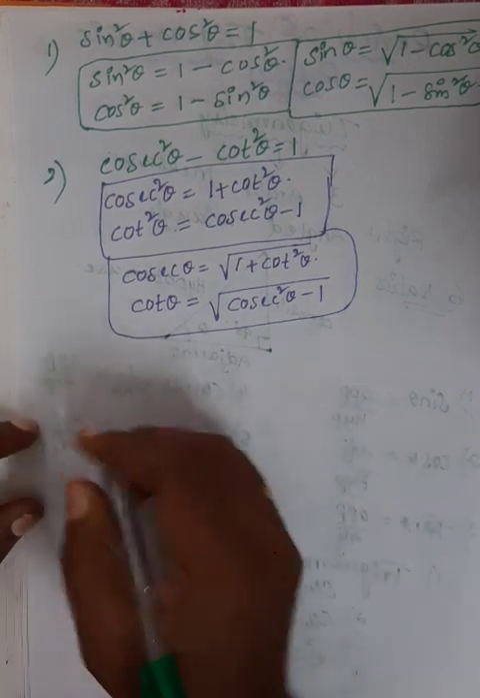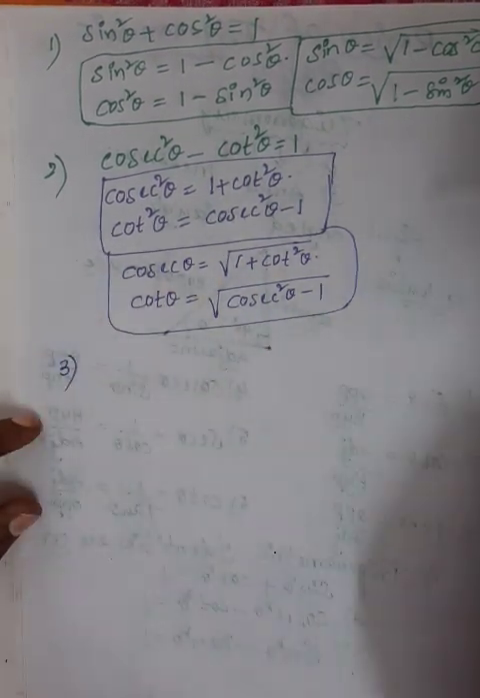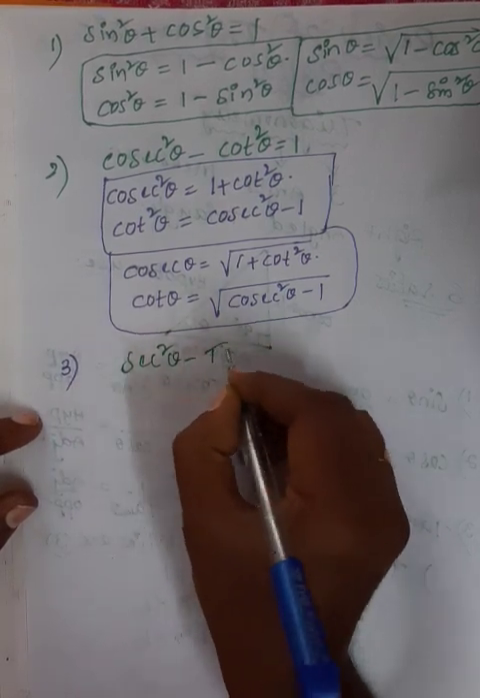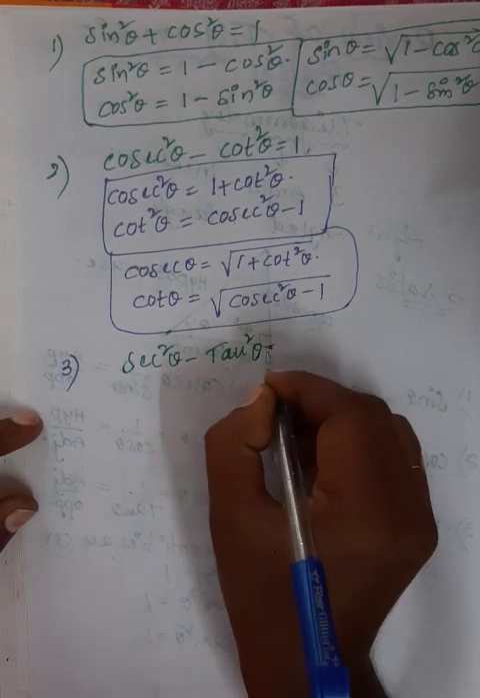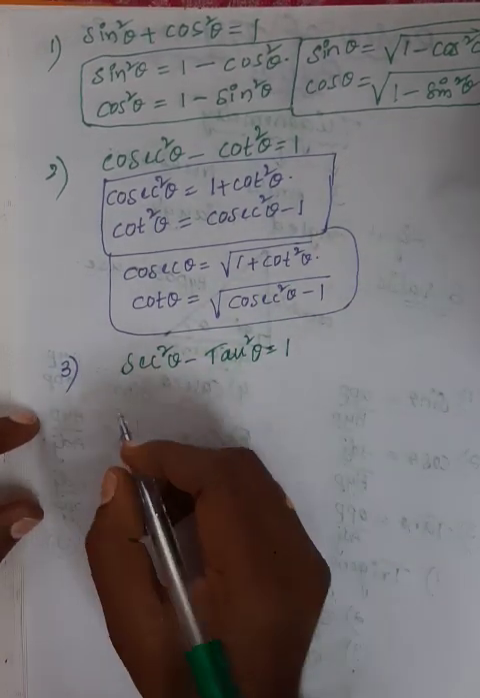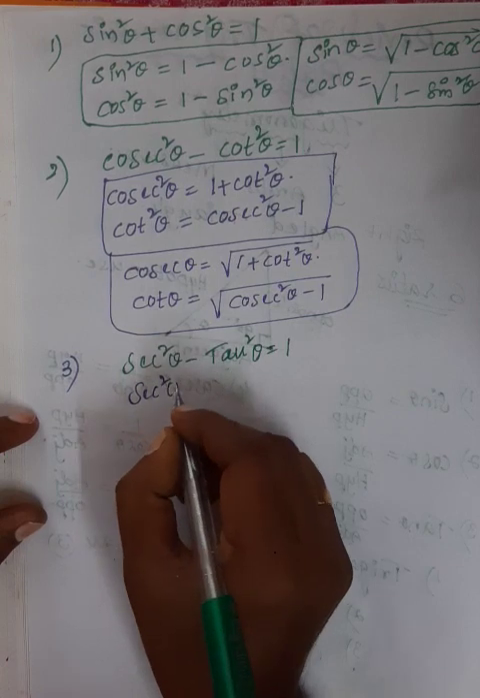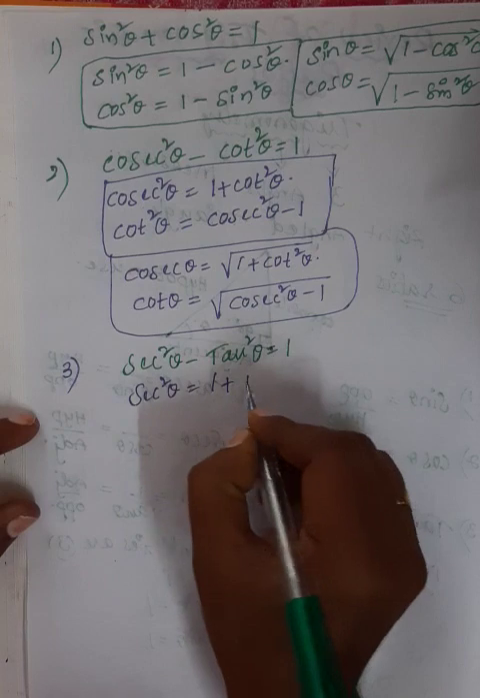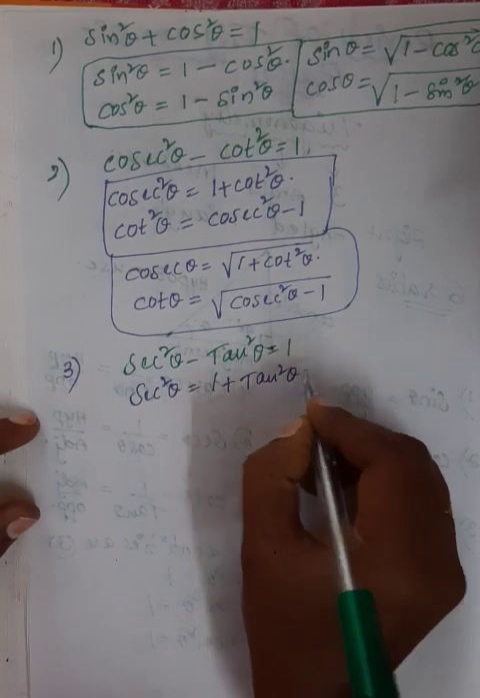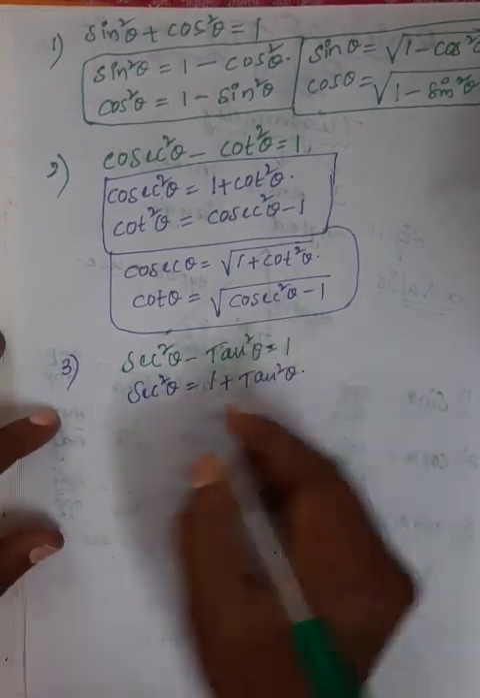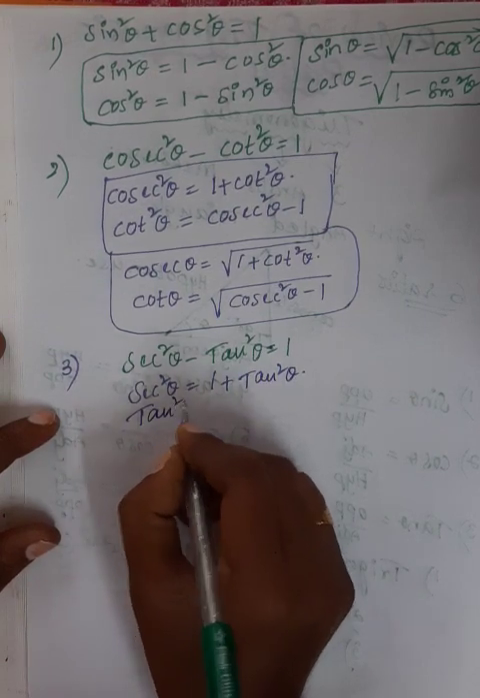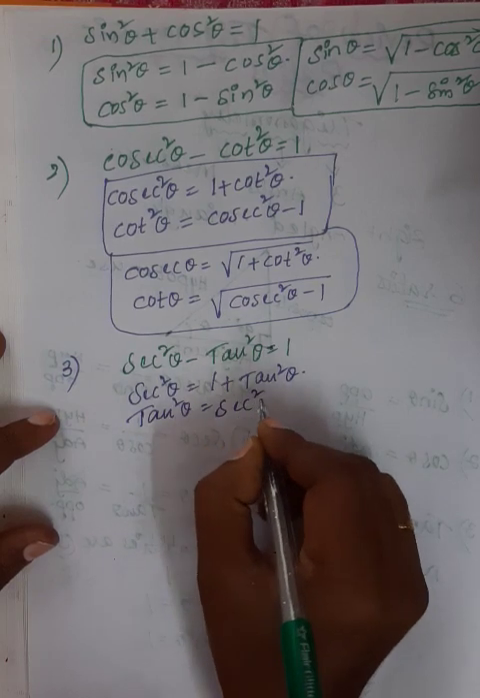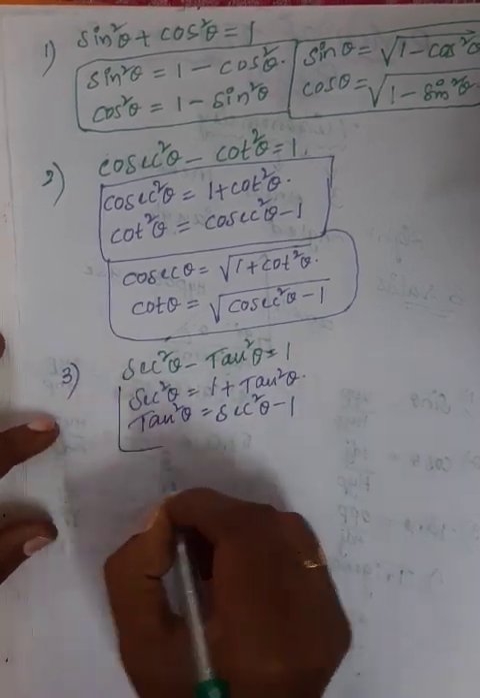Now let us move on to our third trigonometric identity, that is sec square theta minus tan square theta is equal to 1. From this also we can write sec square theta is equal to 1 plus tan square theta, sending minus tan square theta to the RHS side. Next, tan square theta is equal to sec square theta minus 1, sending the 1 to the LHS side. So like this.